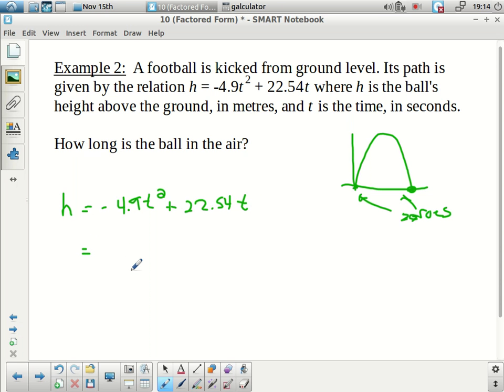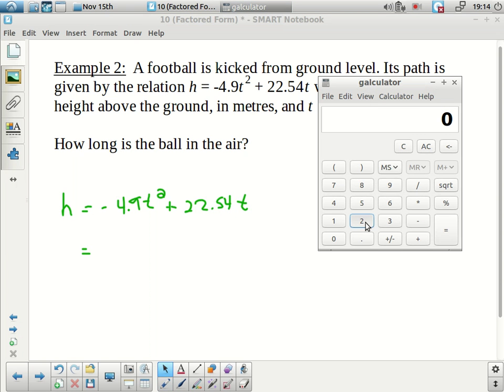Okay, so again, first thing we always look for is common factors. Now this is a little weird because I have a decimal, negative 4.9. So let's hope that it divides nicely into 22.54. And I'm just going to bring up my calculator here and we'll check. So 22.54 divided by negative 4.9 is negative 4.6.